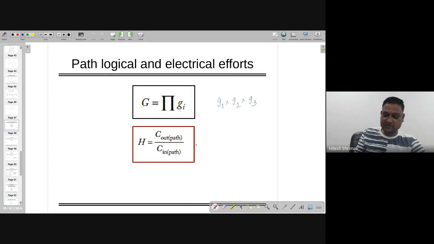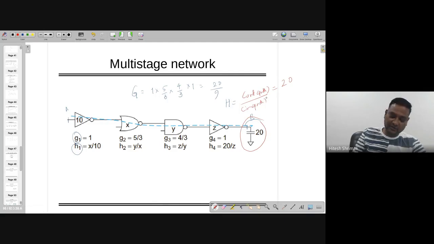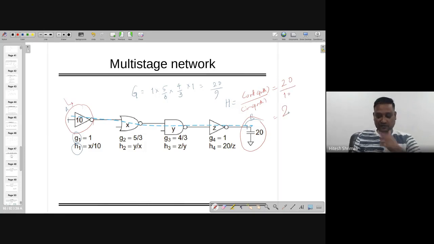So that is what this equation says. And C out of the path divided by C in of the path is going to give me the bigger electrical effort. So rather than doing all these things, I can directly write down that bigger H is C out, equal to 20 on this entire path, and C in of the path is available here, so here it's around 10. So I know that the electrical effort is equal to 2.